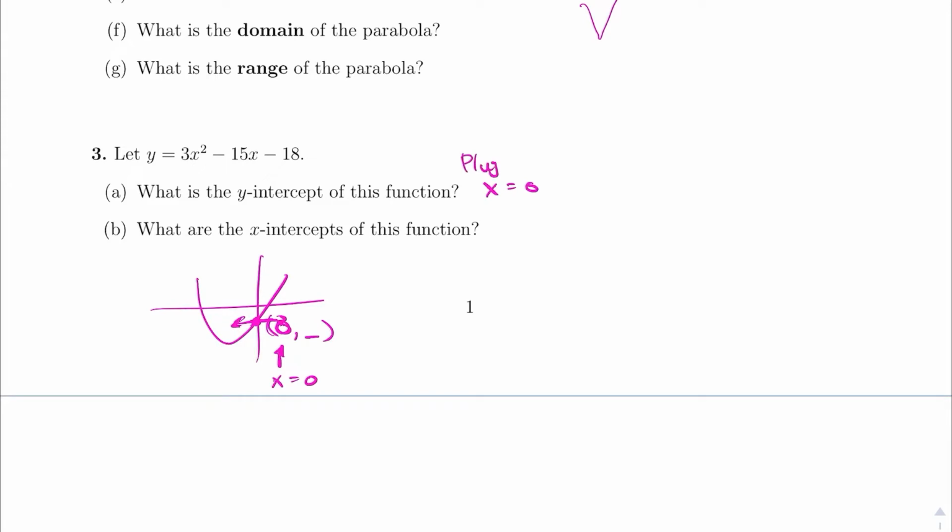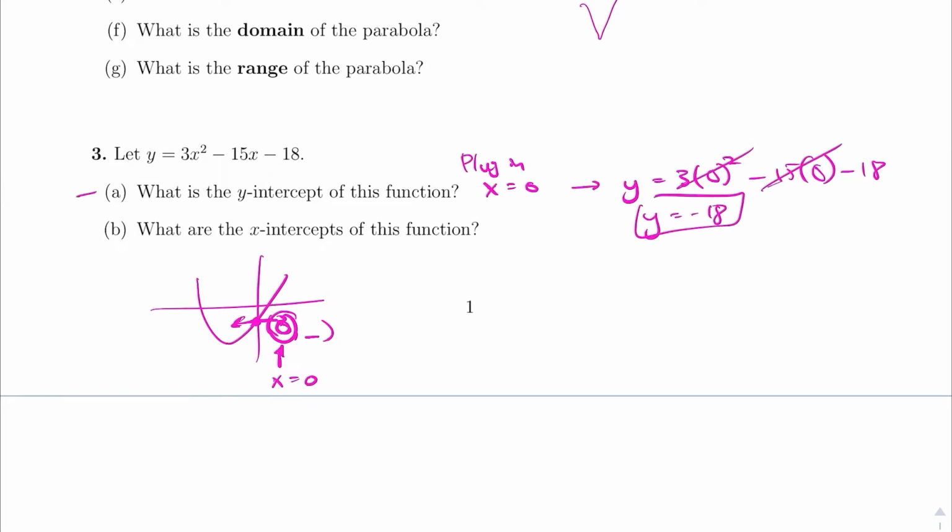So to find the y-intercept, you plug in x-coordinate of 0. And so that becomes y equals 3 times 0 squared minus 15 times 0 minus 18. So y is equal to -18. And so our y-intercept for part A is -18.